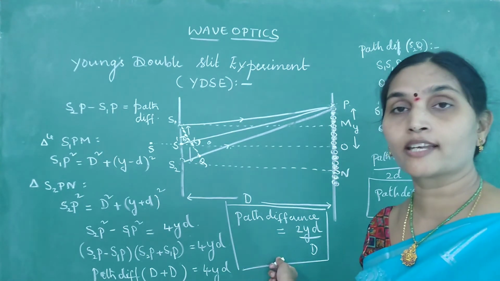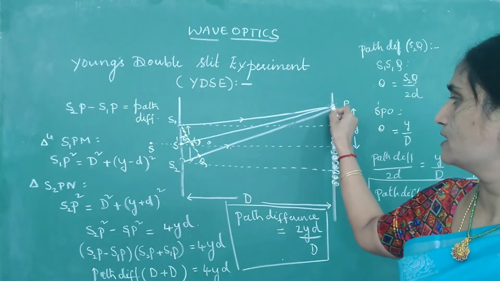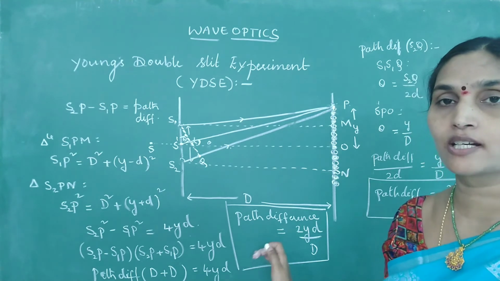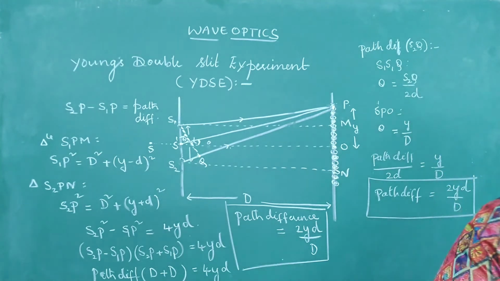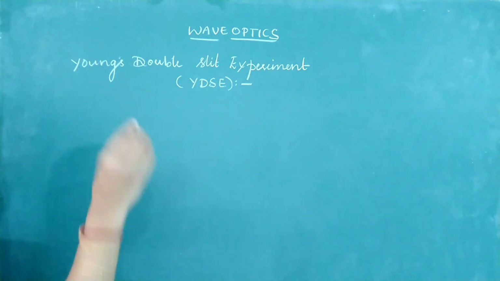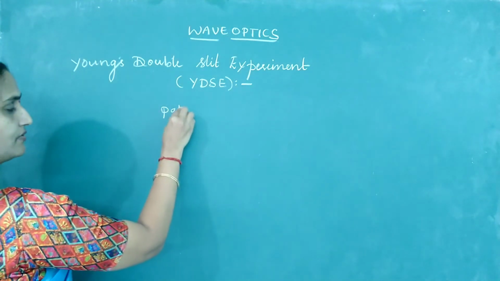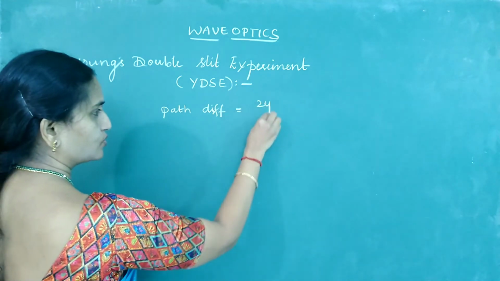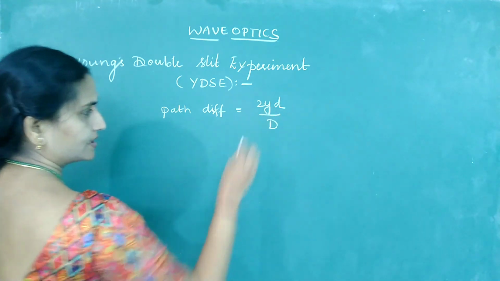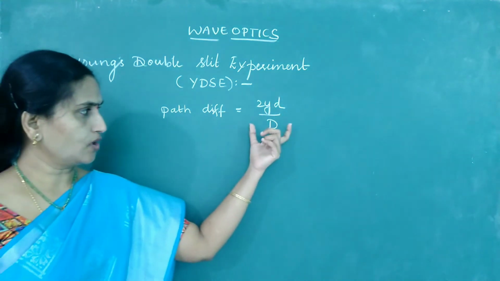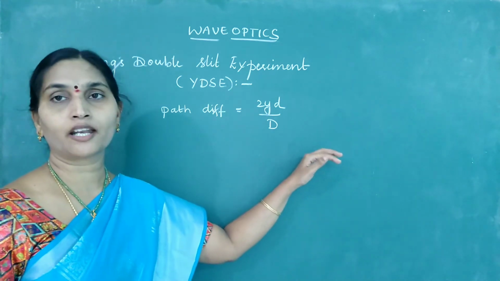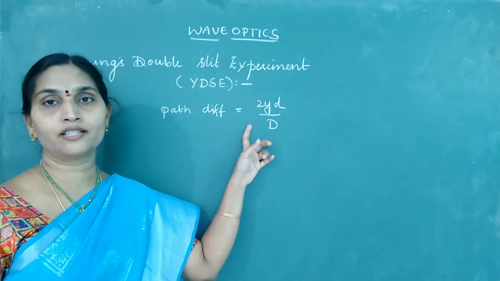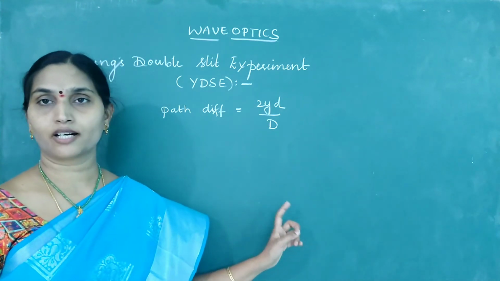So in step 1, we have calculated the path difference between the two interfering waves at this particular point P. Now from this we are going to find the condition for constructive and destructive interference. Now that we know the path difference, 2y into small d divided by capital D, depending on this path difference, the point P can have two cases. The point P can be bright if it is undergoing constructive interference. It can be dark if it is undergoing destructive interference.